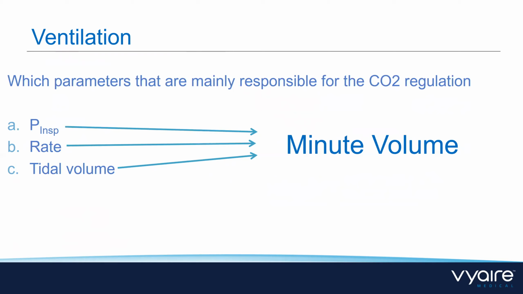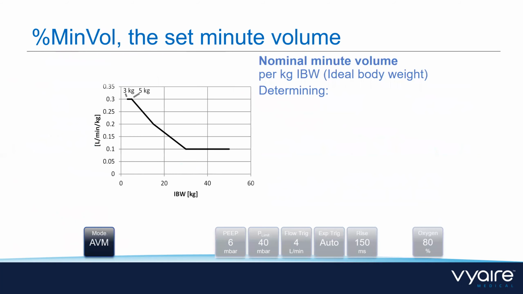The way AVM is calculating the minute volume is per ideal body weight. Why ideal body weight and not the real body weight? Because the lung is not growing with the weight of the patient. So if you're overweight, then you don't necessarily have bigger lungs or bigger airways. They keep the same. So you might have to change your minute volume to cope with the CO2 elimination, but the nominal volume always starts with the ideal body weight.